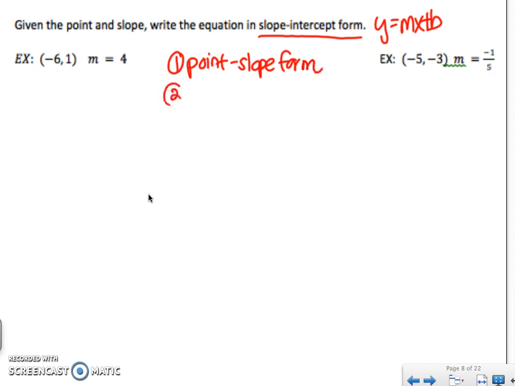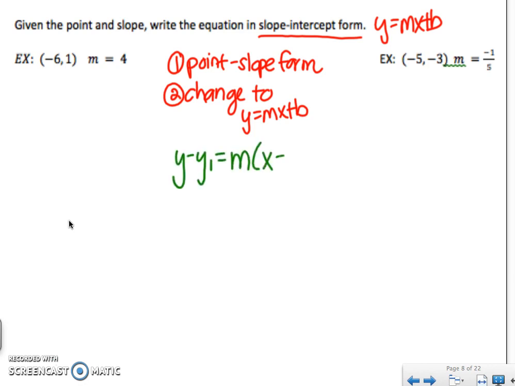and then you're going to have to change to y equals mx plus b. Okay, so you're going to have to change it to y equals mx plus b once you substitute it in. So I've got a point and a slope, so I'm going to start off by writing my equation to help me out. Y minus y1 equals m times x minus x1.